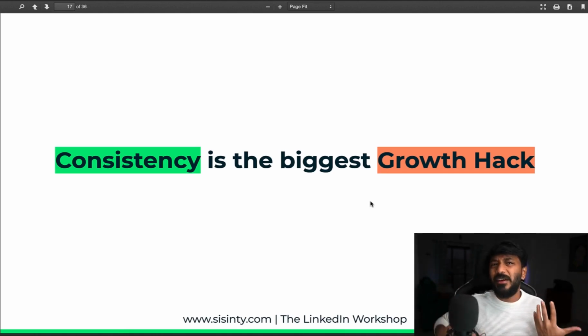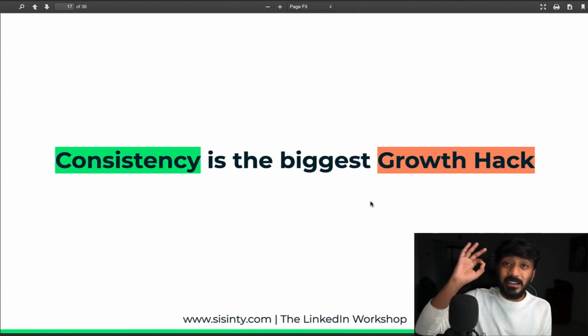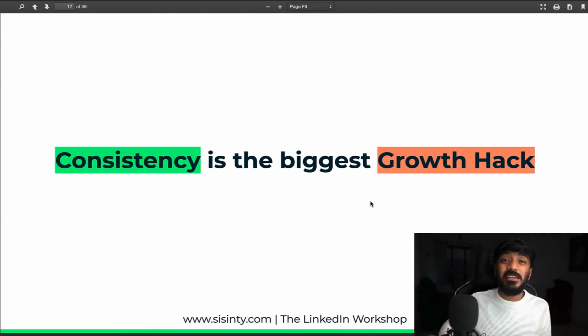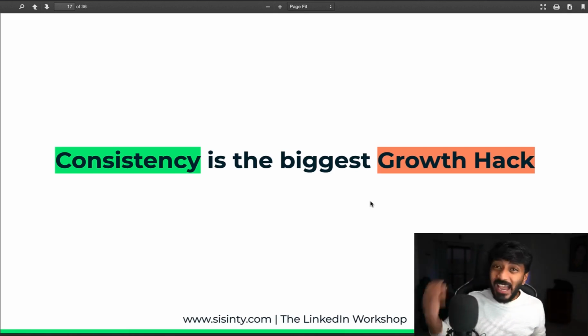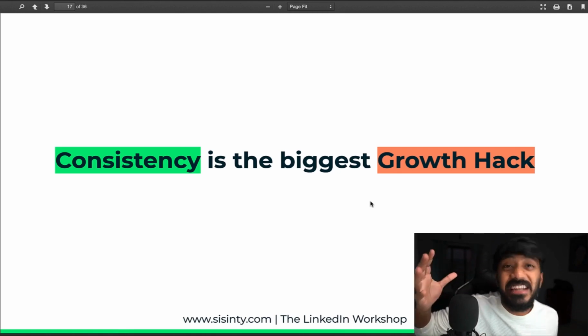Now, you would say, Vaibhav, how can I increase my chance of my content doing really well? Consistency. Guys, remember one thing. Consistency is the biggest growth hack. All right. So challenge yourself. Make sure you put 3 or 4 posts a week minimum consistently for at least a couple of months before you expect to see any kind of results.